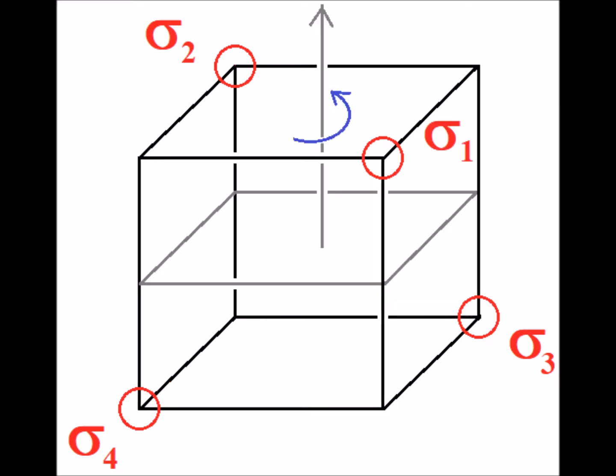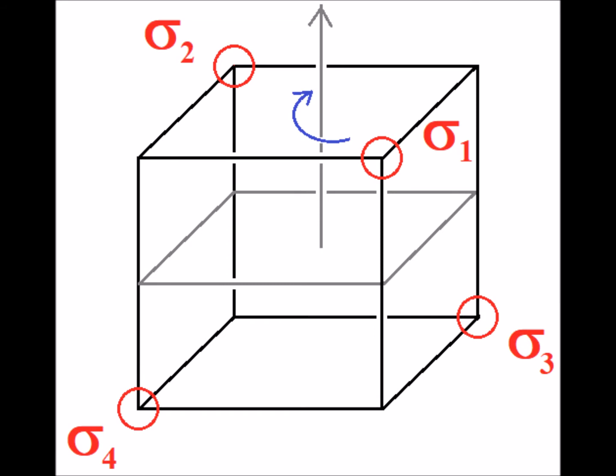The last pair of S4 operations go about the z-axis. So here we have S4, which is a C4, a 90-degree rotation, followed by reflection through the plane shown in gray. The final S4 goes along the same z-axis as the previous S4, but rotates 90 degrees in the opposite direction.